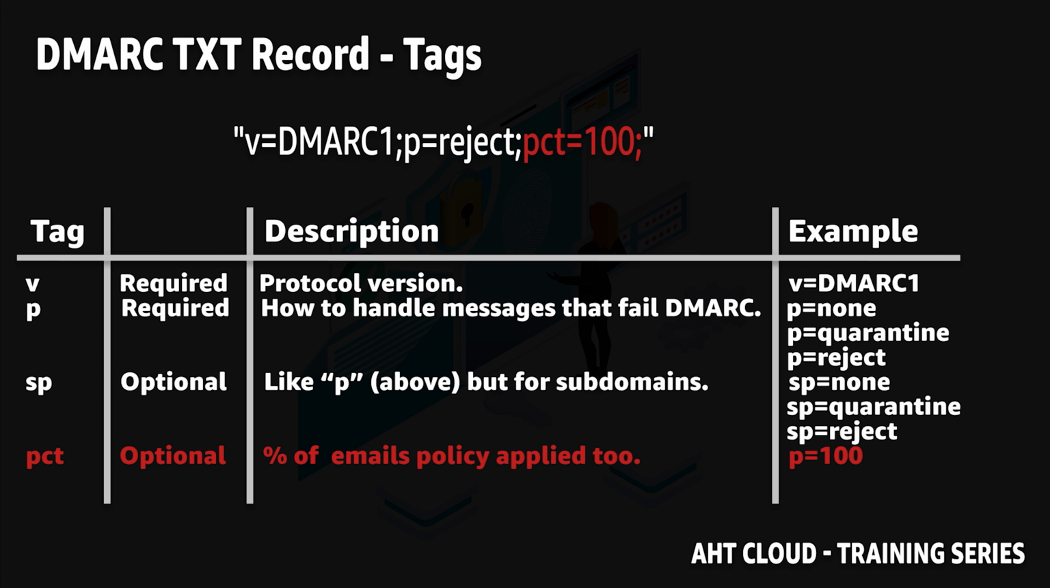The PCT tag is an optional tag. It allows you to specify the percentage of email messages to which your stated DMARC policy applies. The values can be anywhere from 1 to 100%. I always recommend you set this field to 100%. This tells the email receiver to reject 100% of emails that fail DMARC authentication.